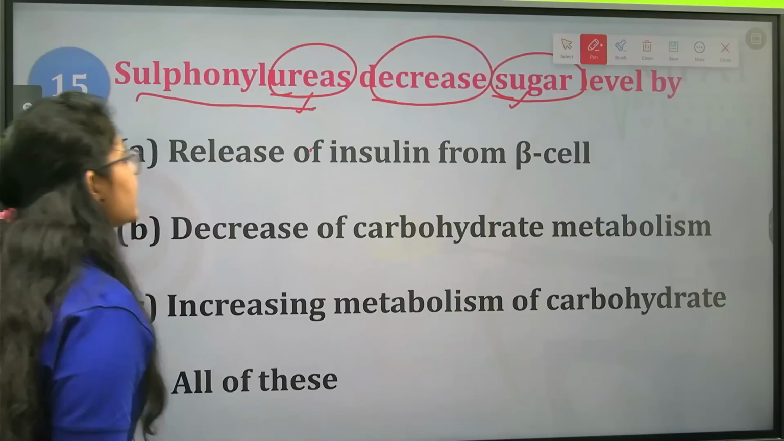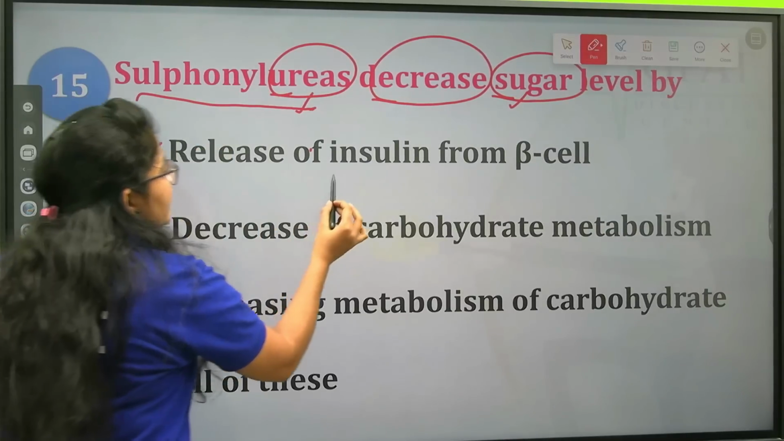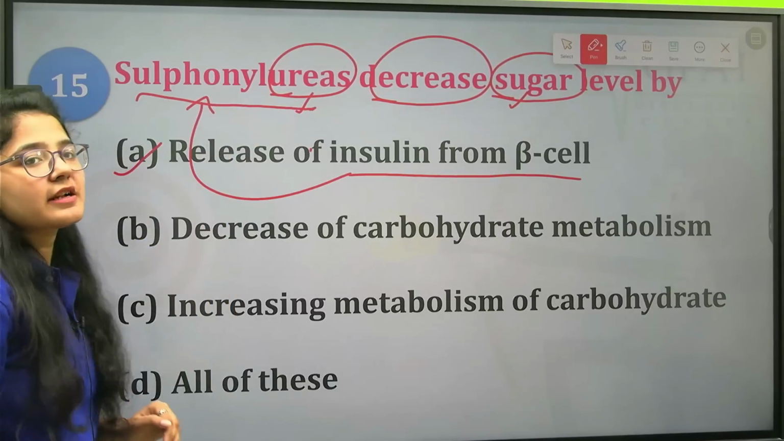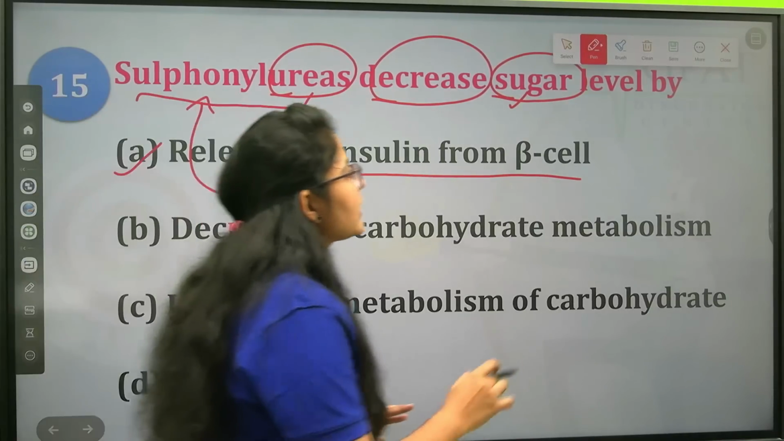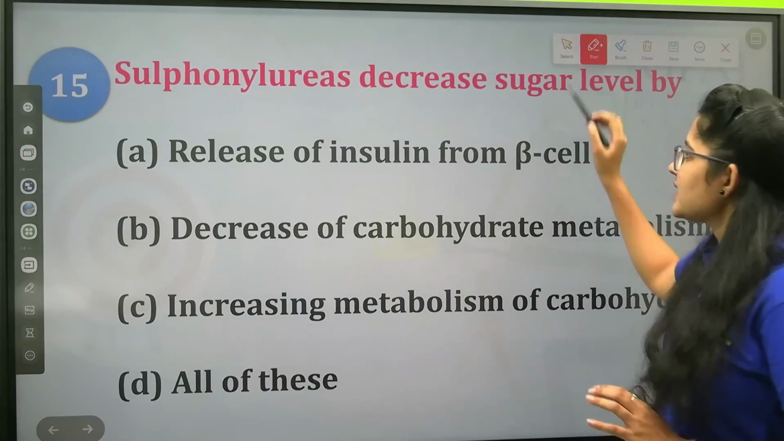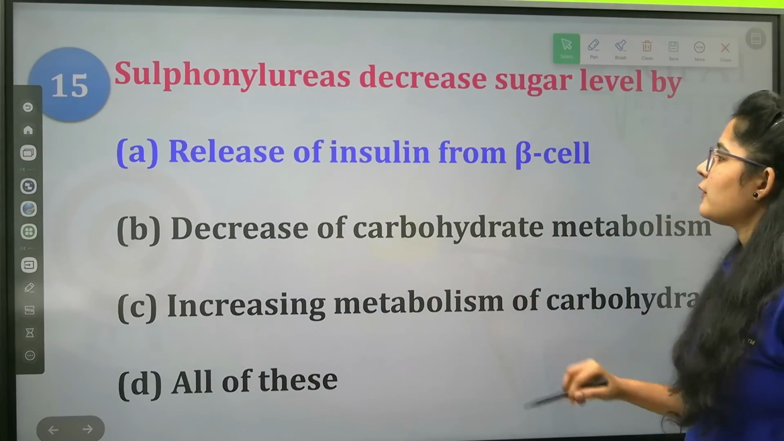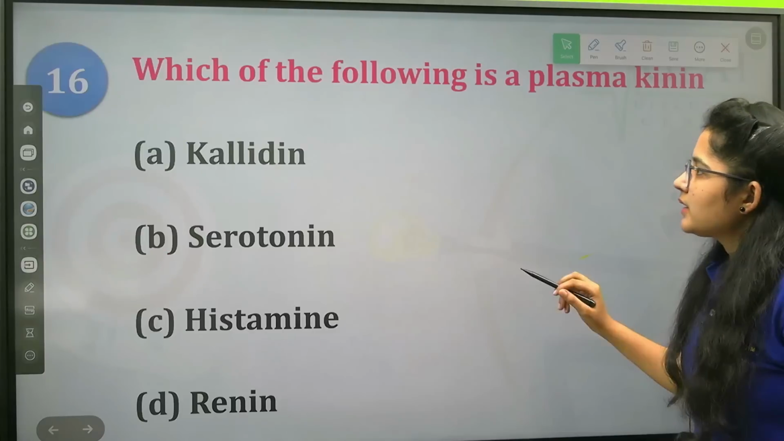So, what will be the answer? Release of insulin from beta cells. That is the mechanism of action of your sulfonylureas. Clear? Understand? Easy? The question itself says the answer. Clear? Okay. Now, next question.